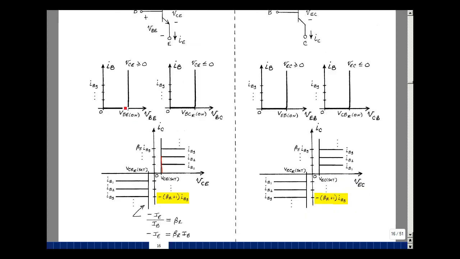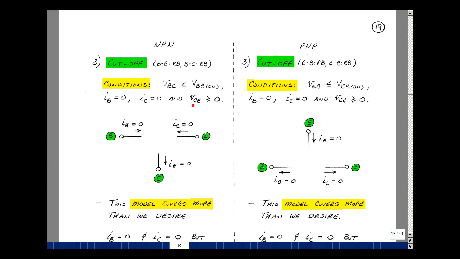So to be in cutoff, we're operating along here. The base current is 0, and the base emitter voltage is less than or equal to V_BE on. We're operating along this line over here in cutoff. The collector current is 0. And the collector emitter voltage is greater than or equal to 0. Let's go back to page 19. Those are all the things that we observed on the drawing.